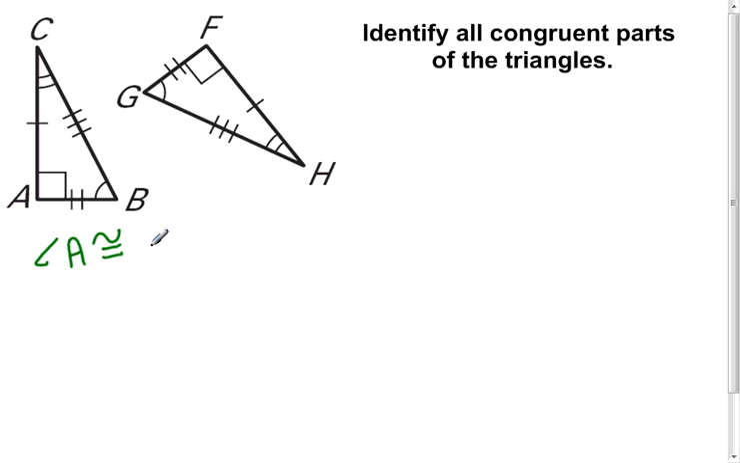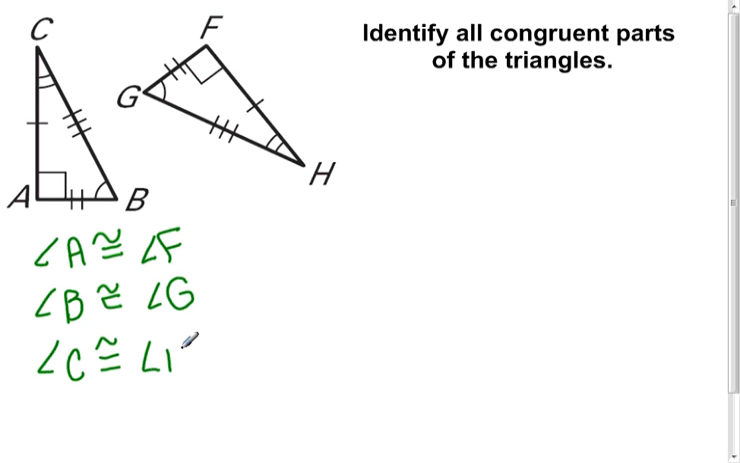Right, angle A is congruent to angle F. We know that because they're both right angles. Angle B is congruent to angle G. And then we also know angle C is congruent to angle H. Alright, we got all the angles taken care of.